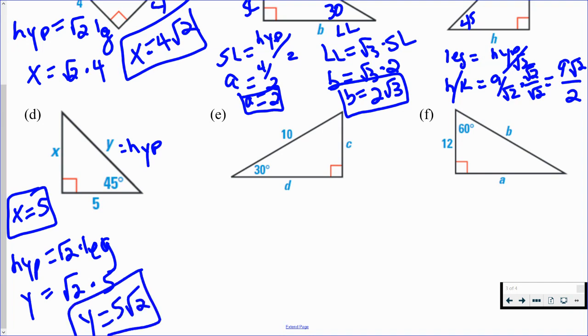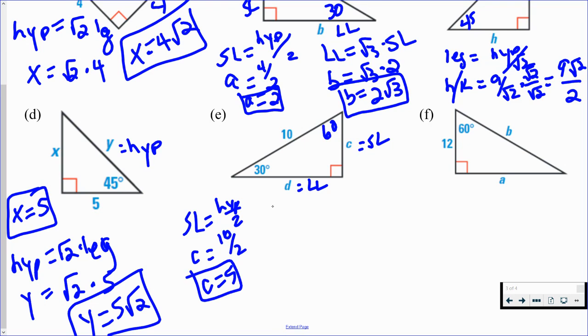All right, let's look at E. We have a 30, 60, 90. Again, if it helps you, you can label. D is your long leg, C is your short leg, and 10 is your hypotenuse, of course. We got to solve for the short leg first. We know that the short leg equals the hypotenuse divided by 2. So C, which is our short leg, equals the hypotenuse 10 divided by 2. So C is equal to 5.